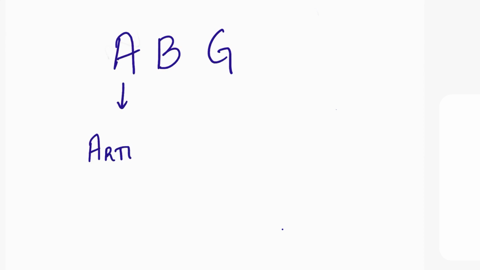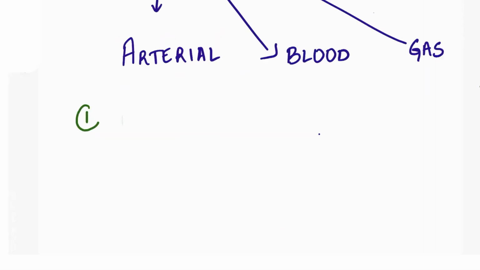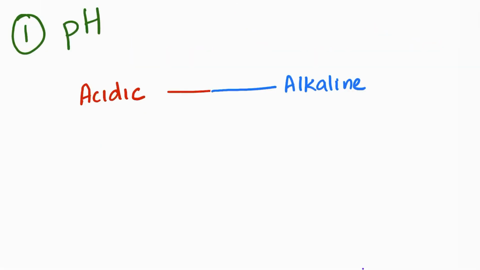What is ABG? Arterial blood gases. It measures the amount of gases present in your blood, and it's usually measured with the help of 1, pH, 2, carbon dioxide, and 3, the amount of bicarbonate.